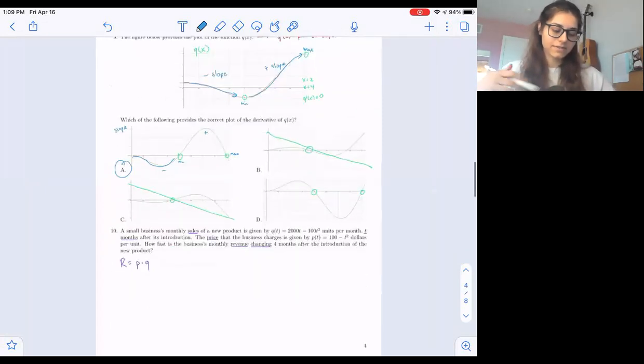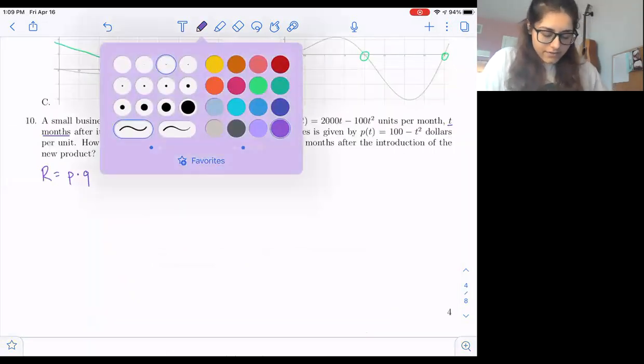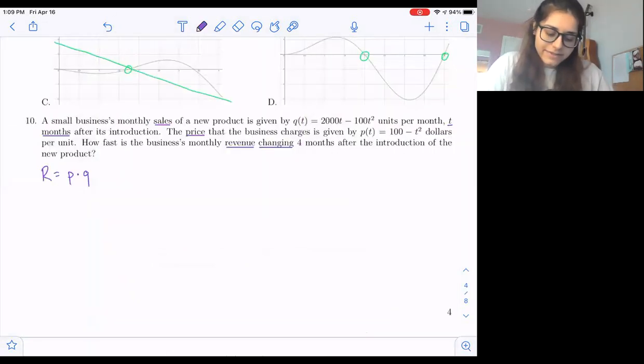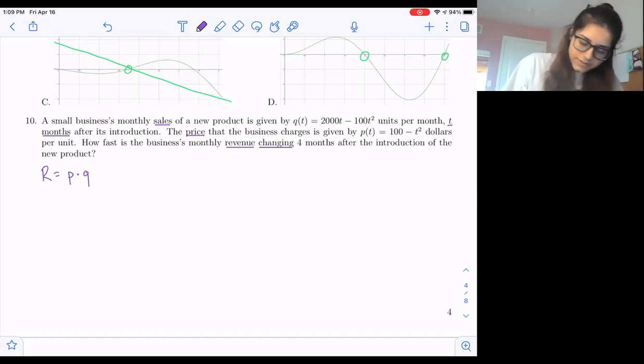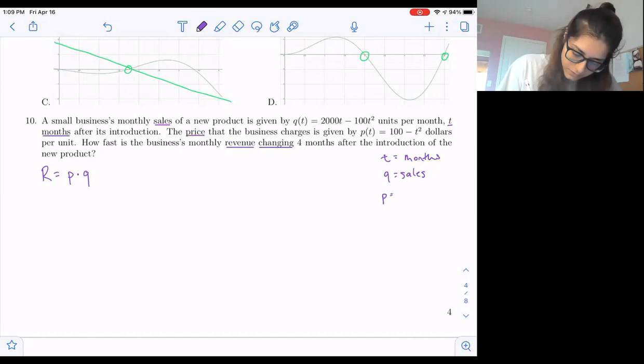All right, a small business's monthly sales of a new product is given by Q of T equals 2000 T minus 100 T squared units per month, T months after its introduction. Okay, so T is months and Q of T is giving us sales. I like to define my variables. The price that a business charges is given by P of T. So P equals price.